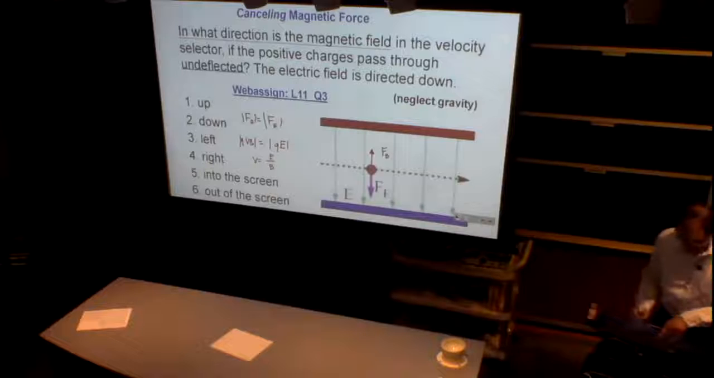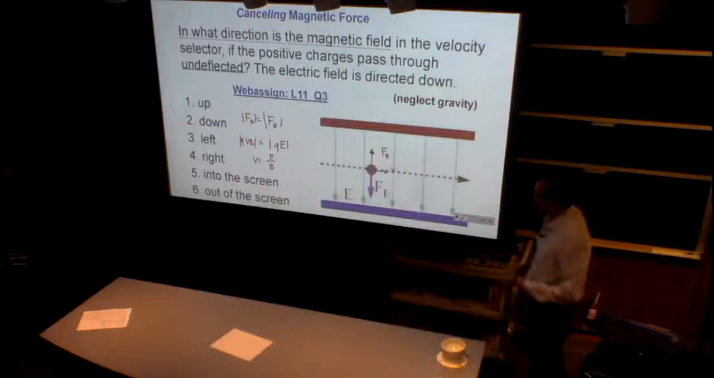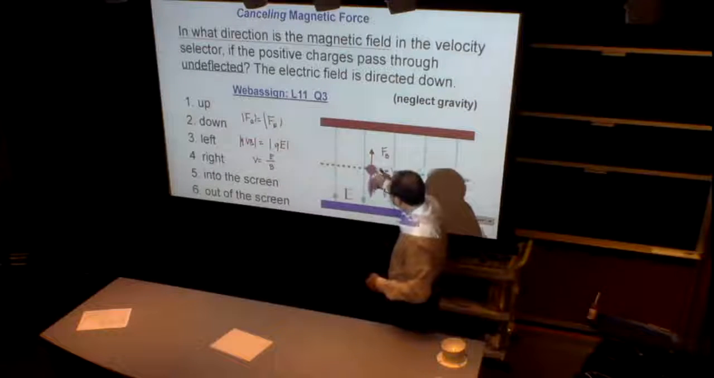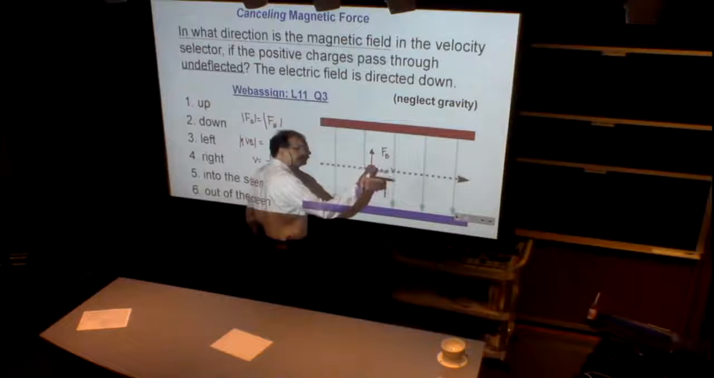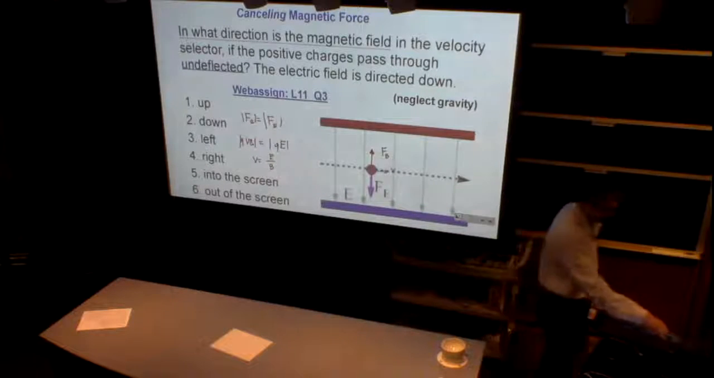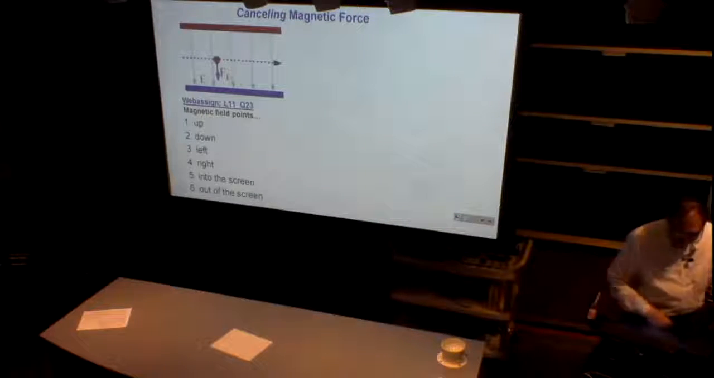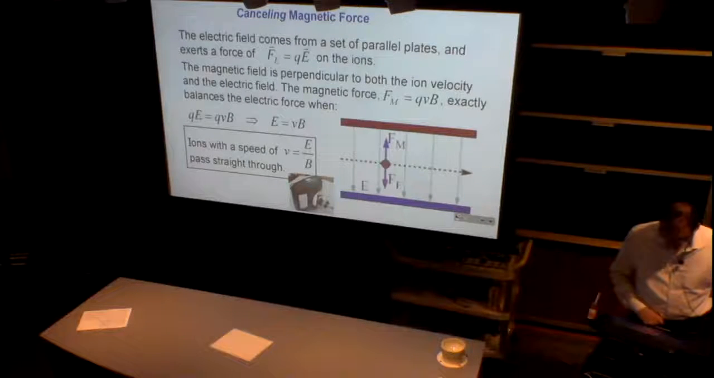So now, finally, we can apply the right-hand rule. So this is the force, this is the velocity. How does magnetic field point? Into the screen.